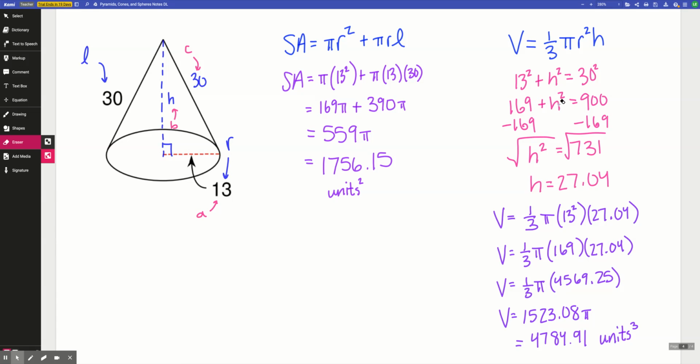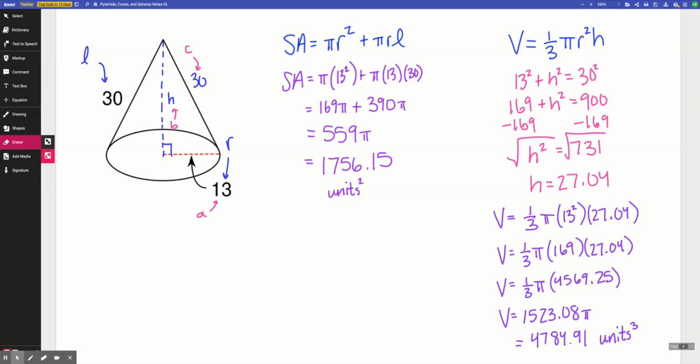Now, in previous problems with the Pythagorean theorem, especially in this unit, when dealing with cones and with pyramids, you've seen me solving for the slant height in a lot of these. But in this one, I'm actually solving for the regular height. I'm not looking for the hypotenuse, I'm looking for one of the legs. So I need to subtract 900 and 169 in order to get that height by itself.